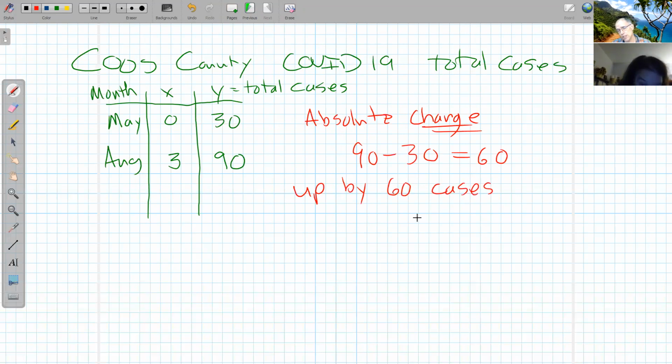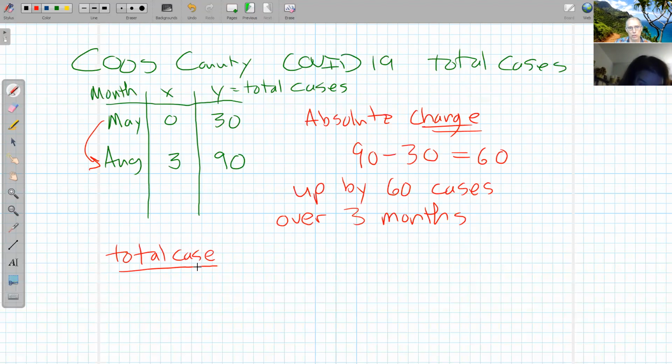Now, we're going to take a little bit more information into account here. That happened over 3 months, right? So if someone said, okay, well, about on average, how much is that per month? So if I wanted to know total cases per month, I just take the change in total cases, that's my 60, and divide by the time that went by, and that would be 3 months. So Coos is kind of nice, 3 goes into 60, comes out to a nice number, 20.